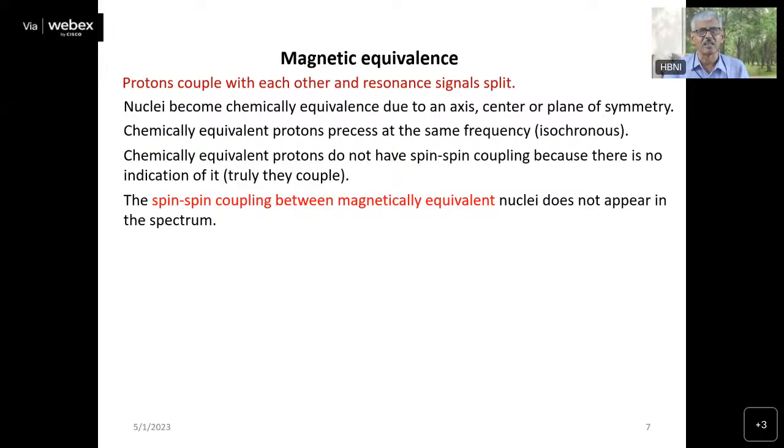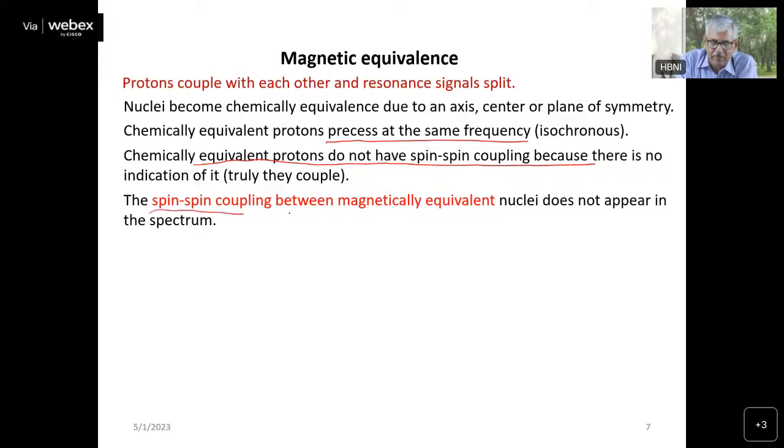We have also seen that chemically equivalent protons precess at the same frequency, that means they are isochronous, and chemically equivalent protons do not show spin-spin coupling. But this is not totally true. Actually, they couple with each other, but we are not able to observe that coupling. We will see how to find the coupling constant when the protons are chemically equivalent. I have already told you, if you remember, but I will tell you again today.